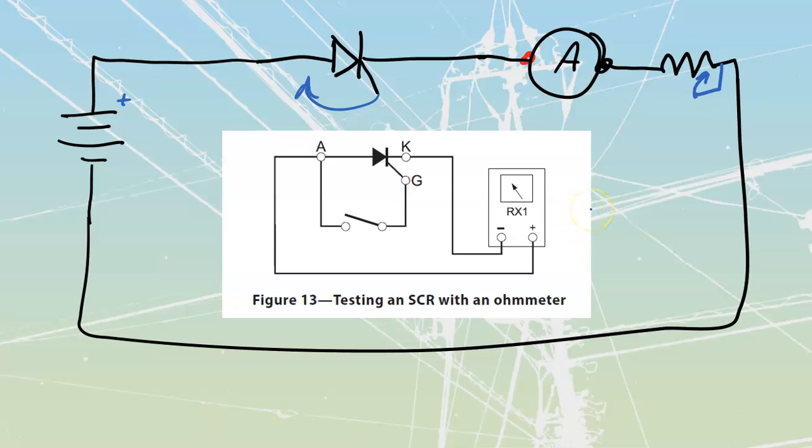Know that you do have to have a positive on your anode, a negative on your cathode, but don't rely on trying to run it through your multimeter. It's just probably not going to work. Okay, that's the end of our learning task 3. We will move on to number 4.